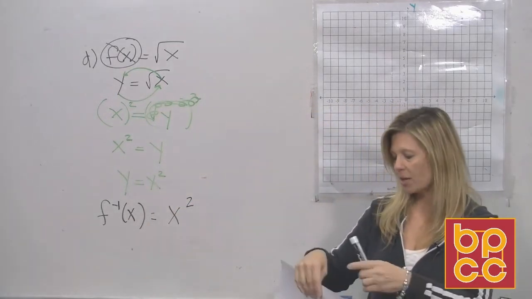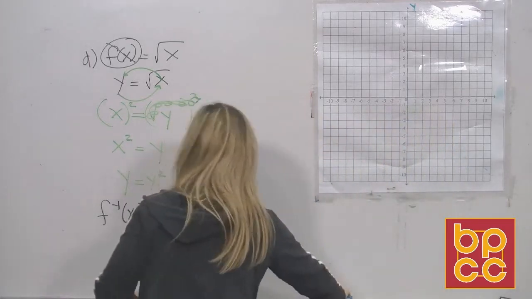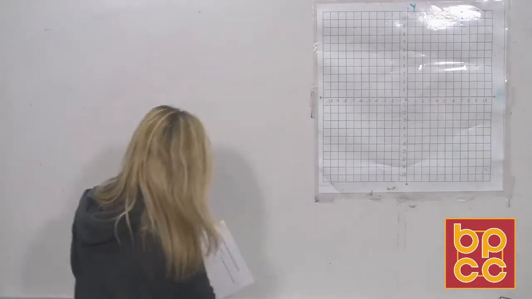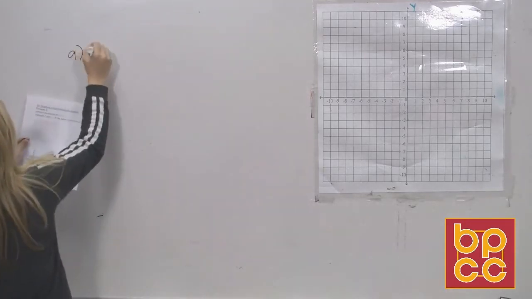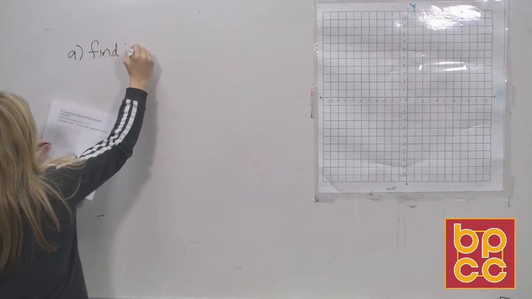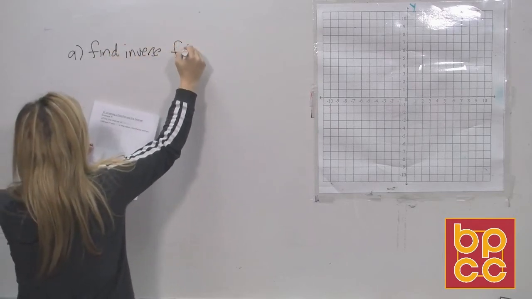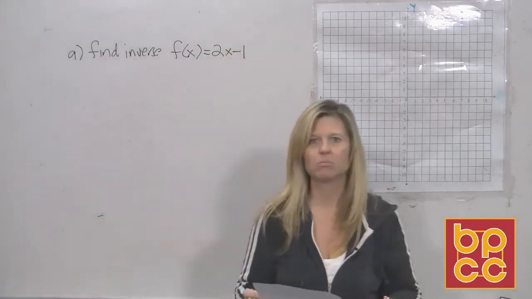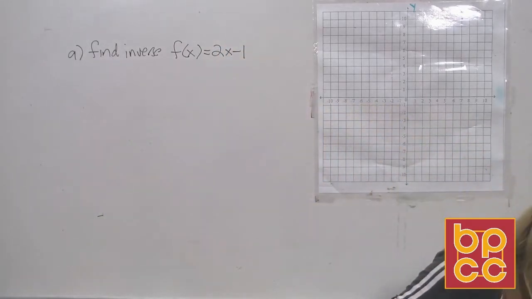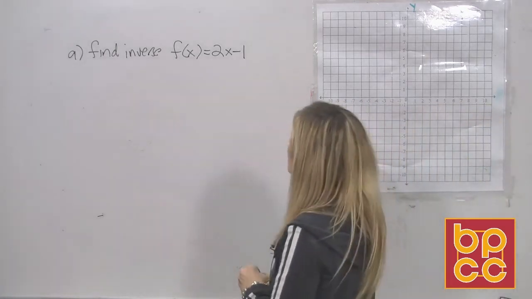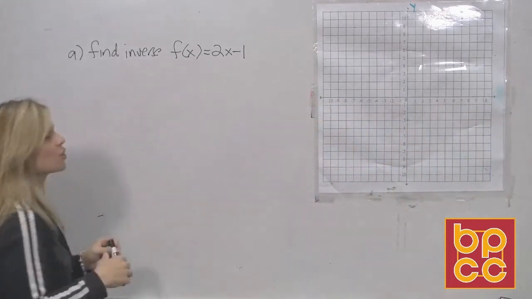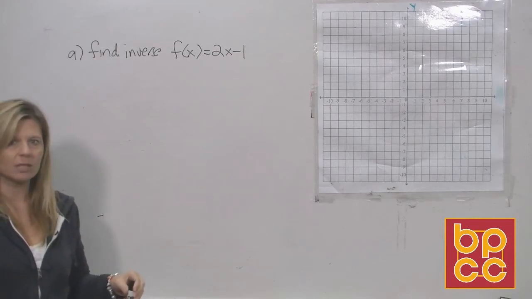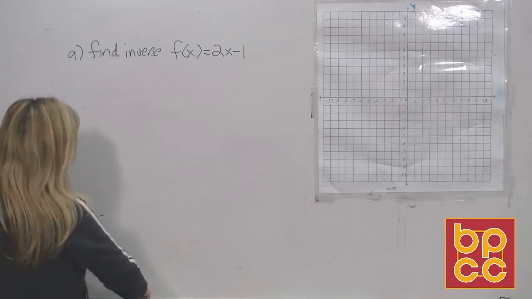Okay, let's go to example 3. Our next example says, part A, find the inverse of f of x equals 2x minus 1. All right, well, that's what we just learned how to do. So let's try it again. So again, inverse means switch x and y. When you're dealing with functions and function notation, inverse means switch x and y.